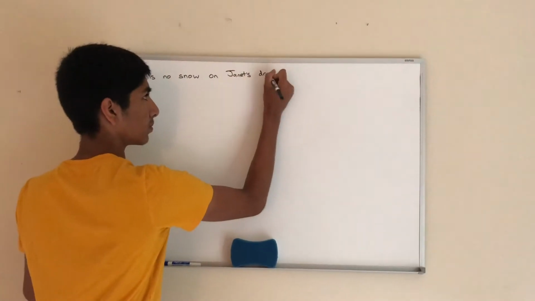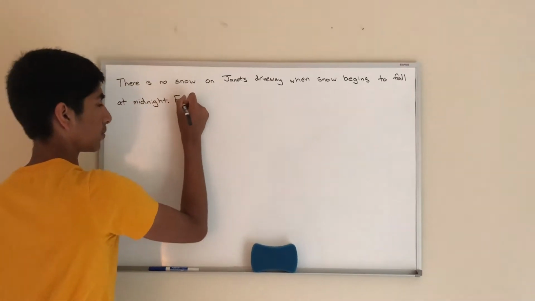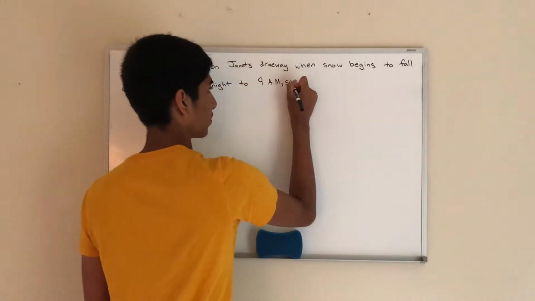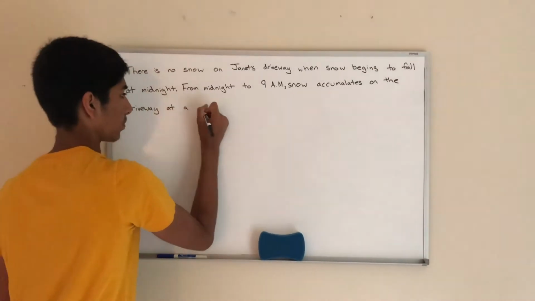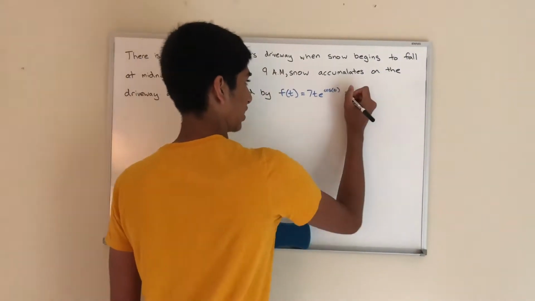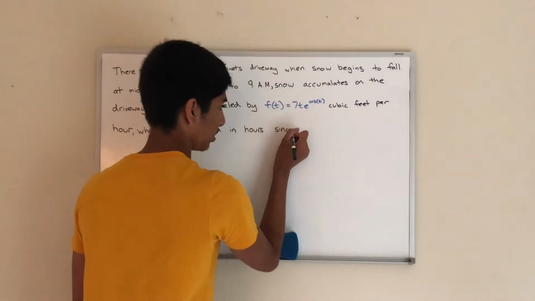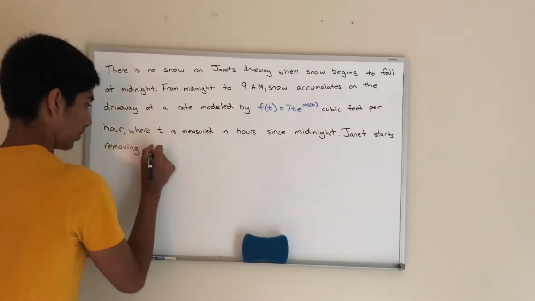There is no snow on Janet's driveway when snow begins to fall at midnight. From midnight to 9 a.m., snow accumulates on the driveway at a rate modeled by f(t) = 7te^(cos t) cubic feet per hour, where t is measured in hours since midnight. Janet starts removing snow at 6 a.m., t = 6.